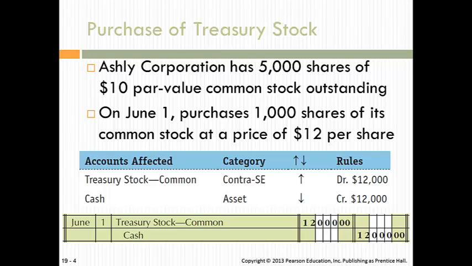We record the purchase with an increase in treasury stock, which is a debit, for the number of shares purchased times the price of the stock. Since the treasury stock was purchased for $12 each and 1,000 were purchased, the amount of the debit is $12,000. We credit cash to record the decrease in cash used to purchase the stock.